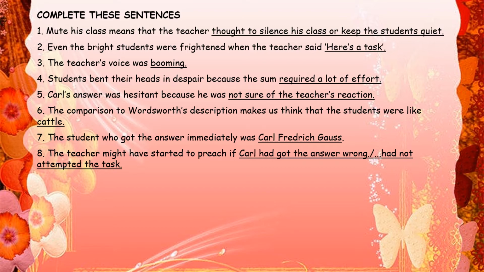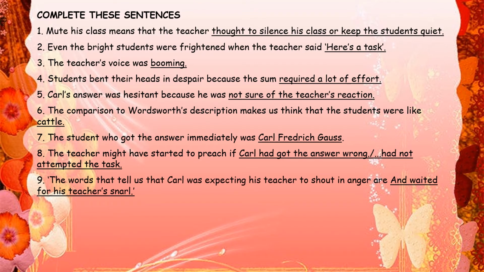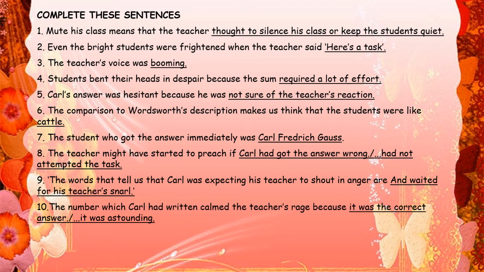Ninth one, the words that tell us that Carl was expecting his teacher to shout in anger are, which are the words in the poem, "and waited for his teacher's snarl." So he was waiting for his teacher's snarl, the third stanza. Tenth one, the number which Carl had written calmed the teacher's rage because it was the correct answer, or it was astounding. The teacher became very calm because the answer which Carl had written was actually correct.